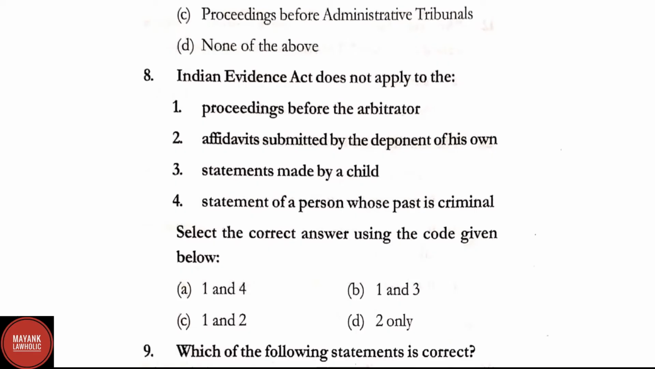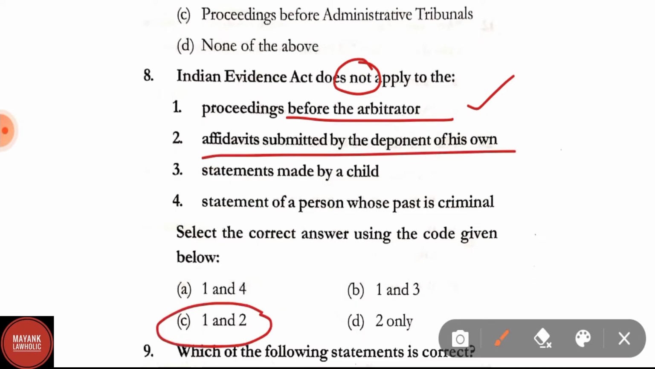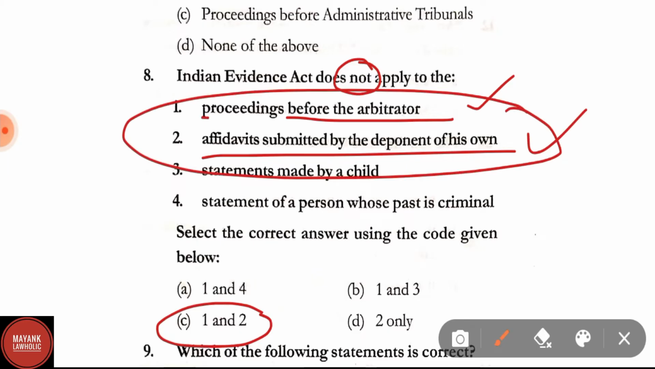Question number 8. The Indian Evidence Act does not apply to the proceedings before the arbitrator, affidavit submitted by the deponent on his own, option C, statement made by a child, and option 4, statement of a person whose past is criminal. Here correct answer is option C. Option 1 and option 2 are correct. Indian Evidence Act does not apply to proceedings before the arbitrator and affidavit submitted by the deponent of his own.